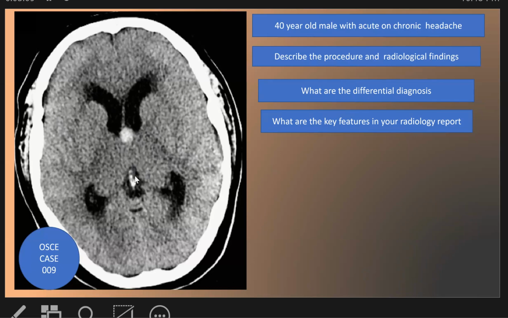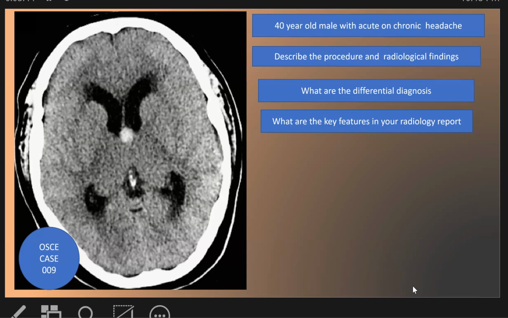And also when we give the contrast, we should see the presence and location of the internal cerebral veins. We should also mention other vascular abnormalities if there is a surgical intervention.